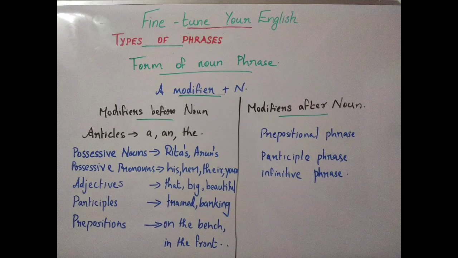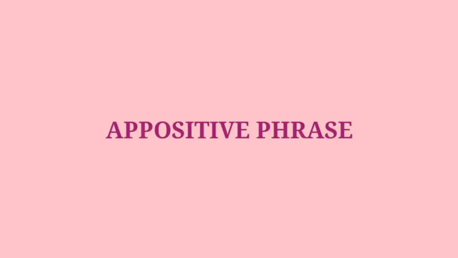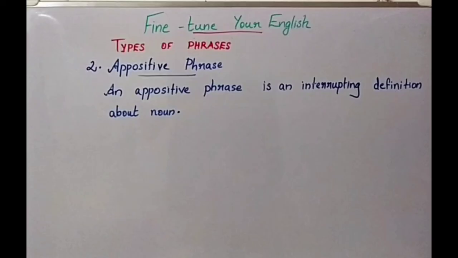Let's see the modifiers which come after the noun. See the prepositional phrases, participle phrases, infinitive phrases. All these phrases will come after the noun as a modifier for the noun phrase. Okay, then second, appositive phrase. See, what's an appositive phrase? It is an interrupting definition about the noun. So it's an explanation given in addition about the noun. It says something more about the noun.